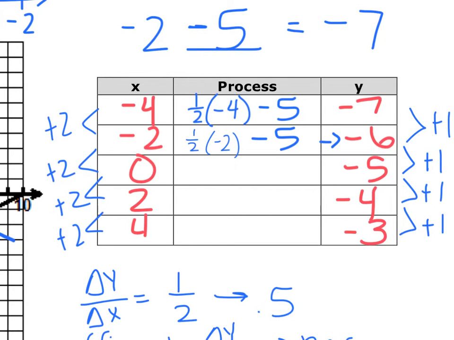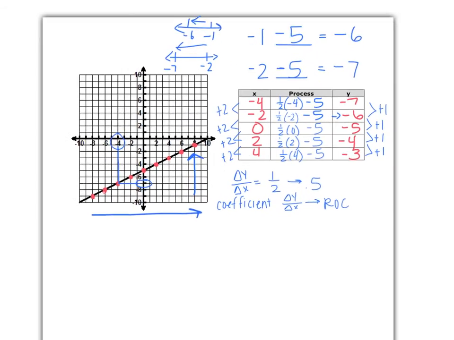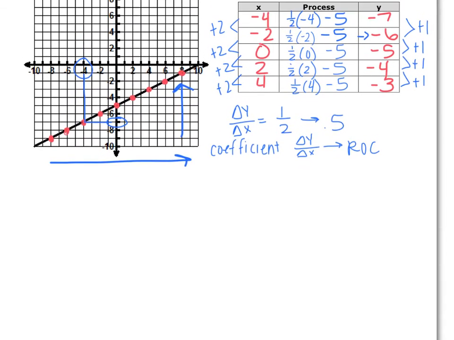So I have 0 as my x value right here, so I'm going to do 1/2 times 0. I need to get to negative 5, so voila, works that way. 1/2 of positive 2 is 1. I need to get to negative 4, which is minus 5. 1/2 of positive 4 is 2. I need to subtract 5 to get to negative 3. So now that we've done our table, we now know what our equation is. Our equation is 1/2 of whatever our x value is minus 5 to get to our y value.